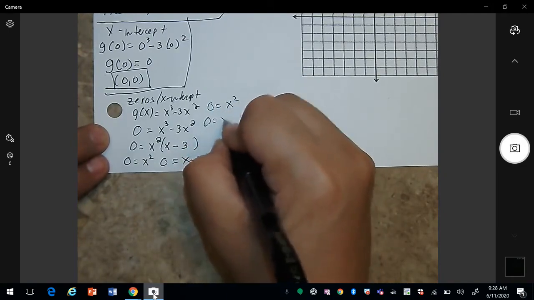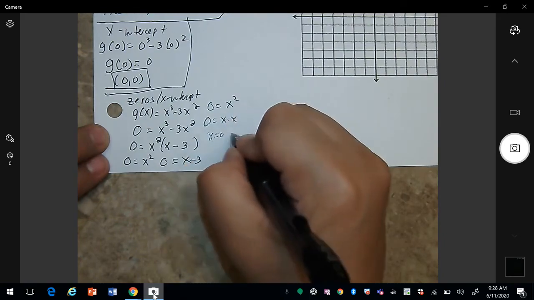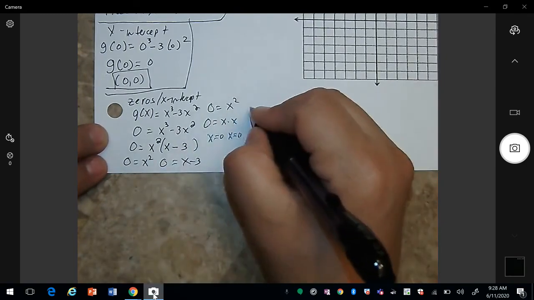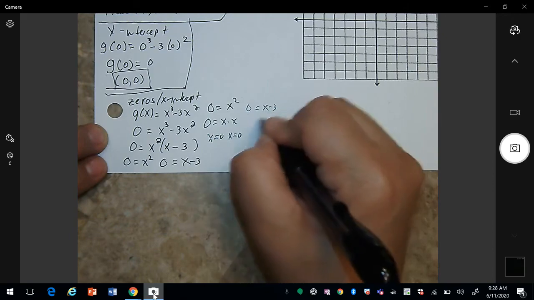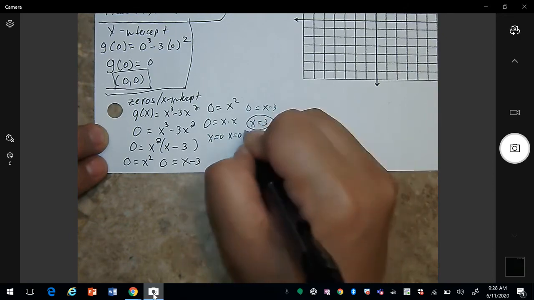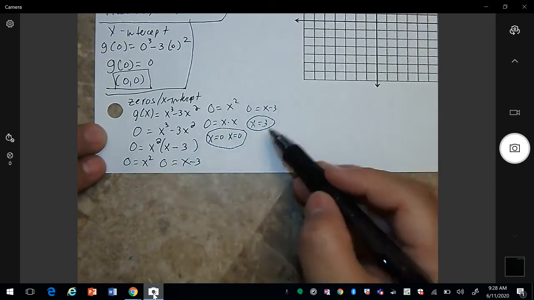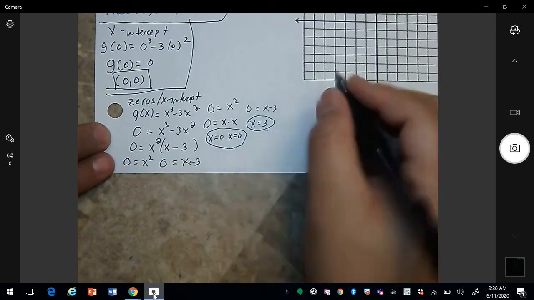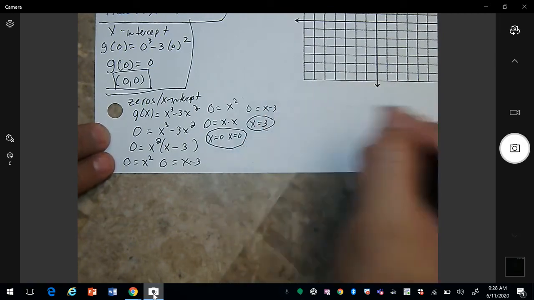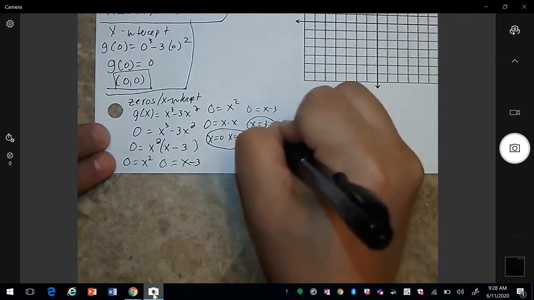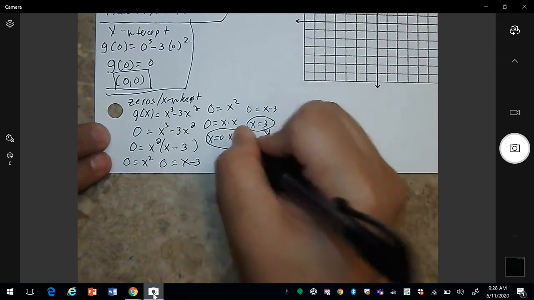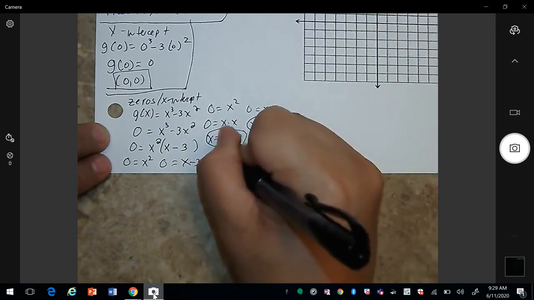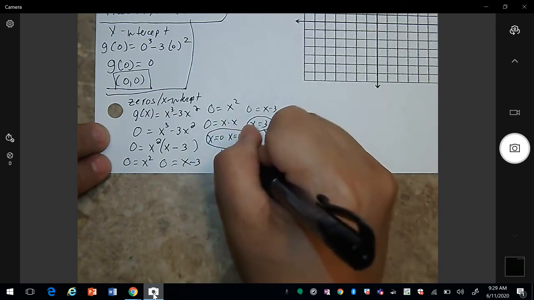So I can rewrite this as x times x. So x is equal to 0 and x is equal to 0. And for x minus 3, we get x equals 3. The multiplicity of x equals 3 is 1 because it only occurs one time, and a multiplicity of 1 is odd. So that's going to cross. And for x equals 0, the multiplicity is 2, and 2 is even. So it's going to touch and turn.